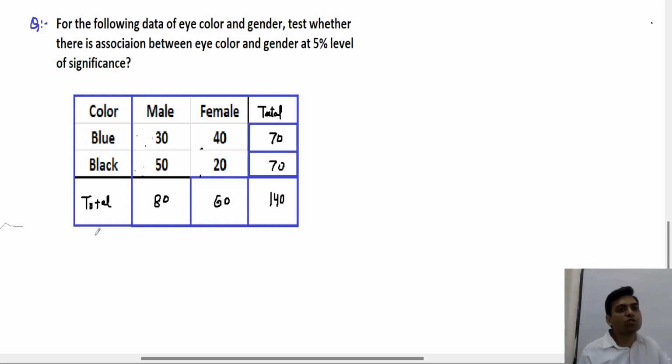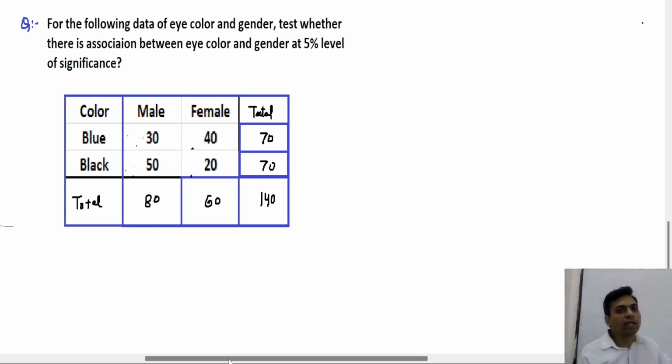First task in chi-square, what we will do? First we will write hypothesis. First hypothesis is null hypothesis. Second is alternative hypothesis. So what we will write in null hypothesis?